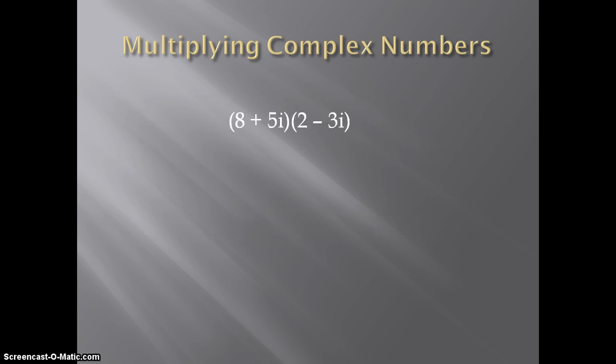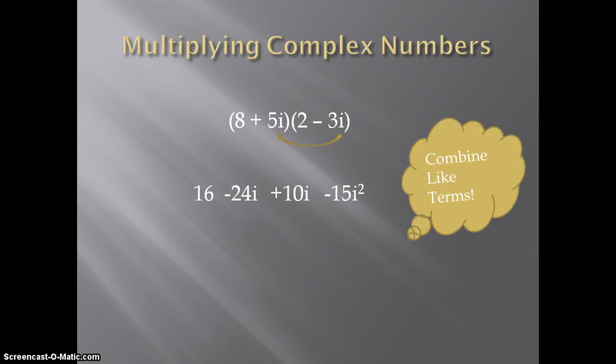So let's look at an example. Here I have 8 plus 5i times the quantity 2 minus 3i. We just FOIL. Multiply the first two terms, so I have 8 times 2, that gives me 16. Multiply the outer, 8 times negative 3i gives me negative 24i. Multiply my inner terms, I have 5i times 2 gives me a positive 10i. And then 5 times negative 3i gives me minus 15i squared.